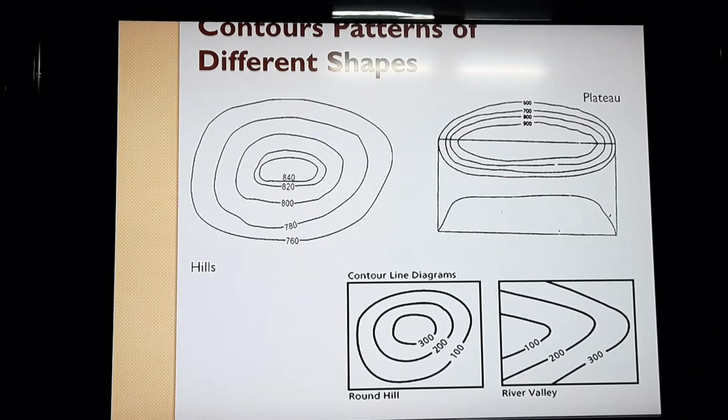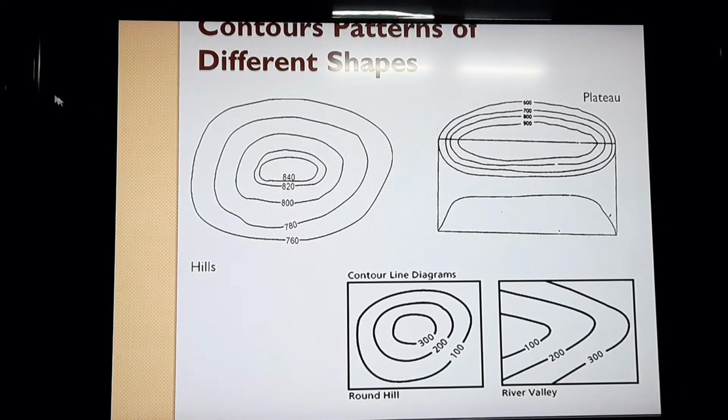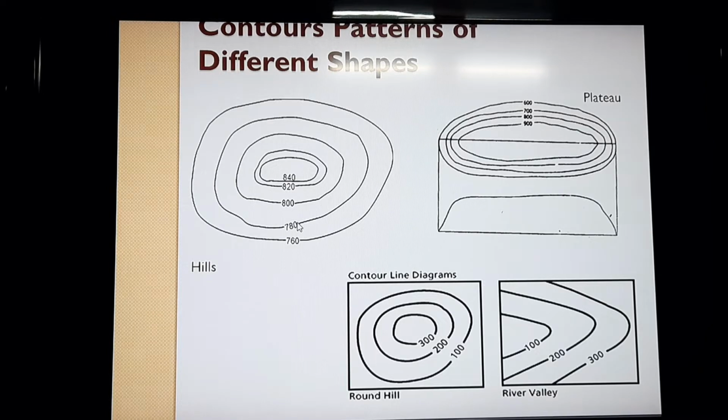Here you can see the different contour patterns of the different shapes. If you are drawing the contour for the hills, these are the contour patterns for the hills. Then you can see the plateau, these are the contour lines for the plateau. If you are drawing the contour line for the round hills, this is for the round hills, and the next one is for the river valley. So these are the different contour patterns for the different shapes.